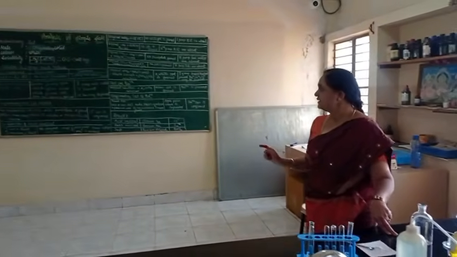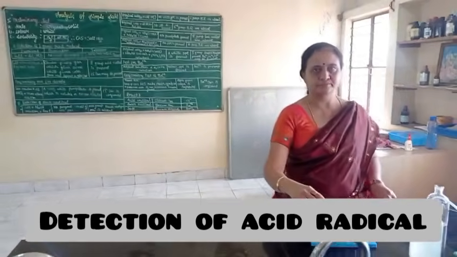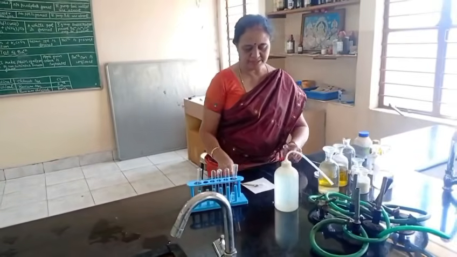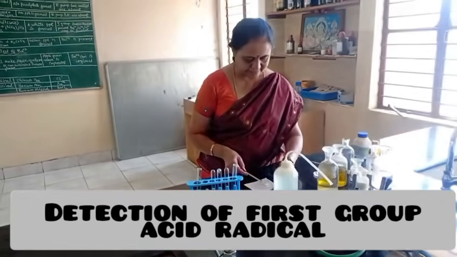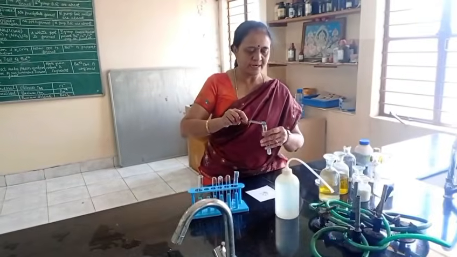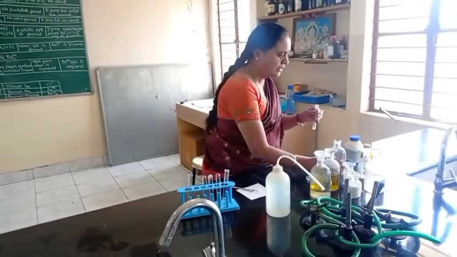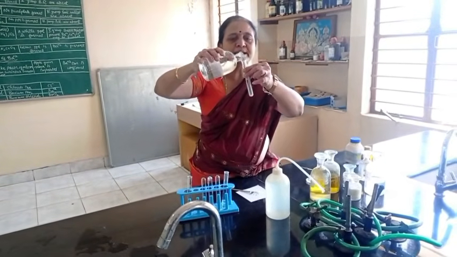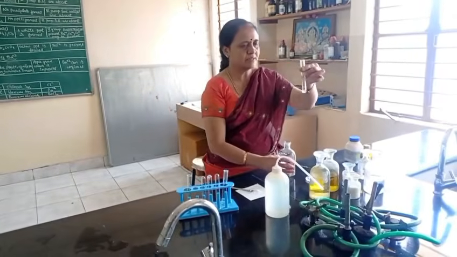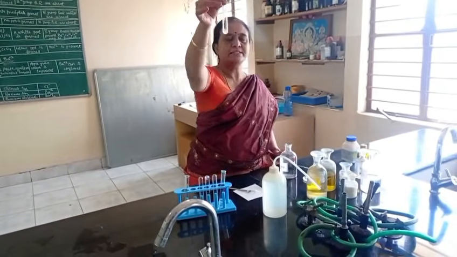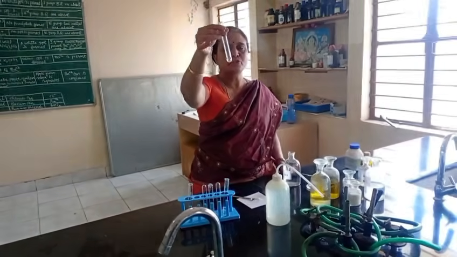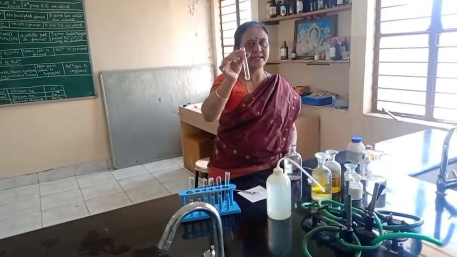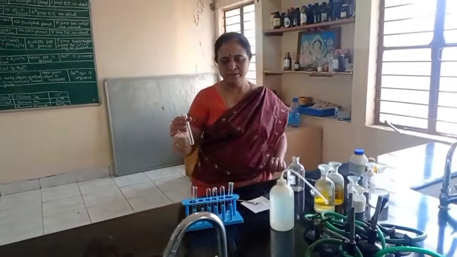Next step is detection of acid radical. First, I will check the presence of first group acid radical. I take salt and dilute HCl. Salt plus dilute HCl. See here, no effervescence, no brisk effervescence. So, first group acid radical is absent.